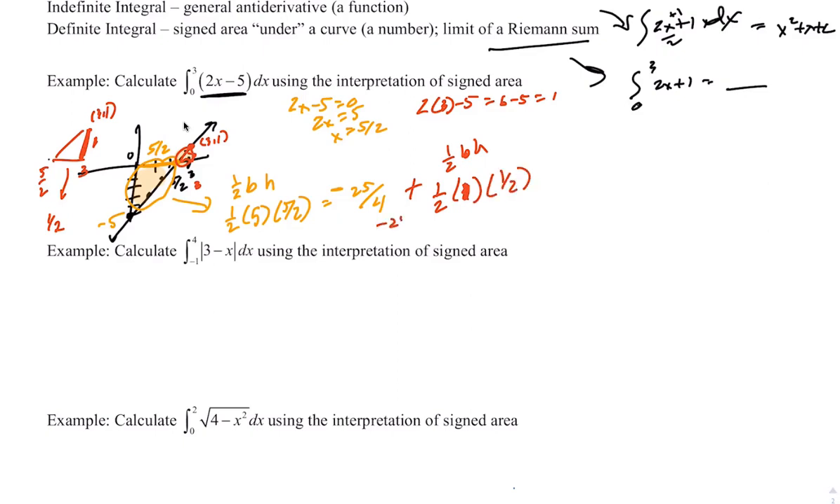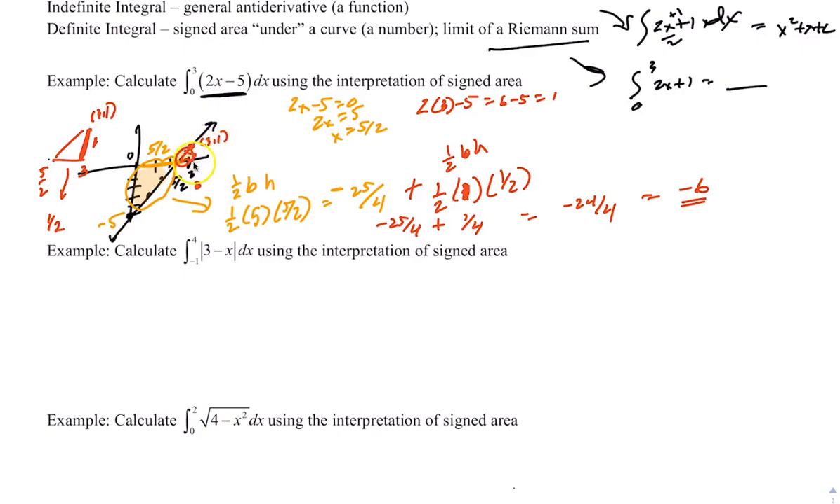So I get negative 25 over 4 plus 1 over 4, which would get me negative 24 over 4, which would get me negative 6. So I know it got a little messy right there, but it's basically find the area of two triangles, is what it turned out to be. Area of this triangle below the x-axis is negative, area of that triangle above the x-axis is positive.